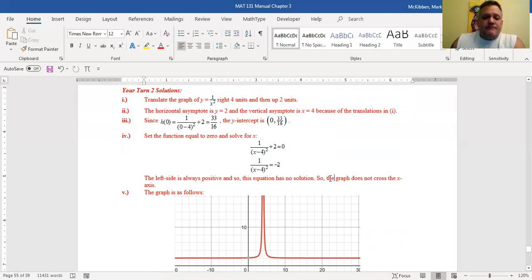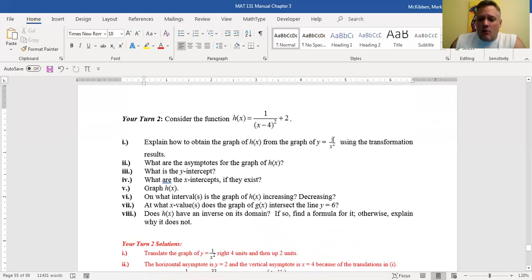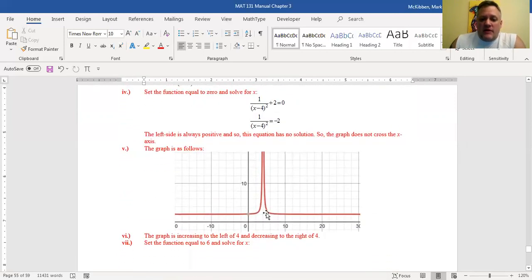for the graph. If you look at the graph, that makes perfect sense, because remember, 1/x² originally was always above the x-axis, and we've moved it up. And so it's always above the x-axis, which means it doesn't have an x-intercept. Okay. In terms of increasing and decreasing, remember, you always move from left to right. And so it's increasing up until you get to that vertical asymptote at 4, and then it's decreasing to the right of that vertical asymptote.